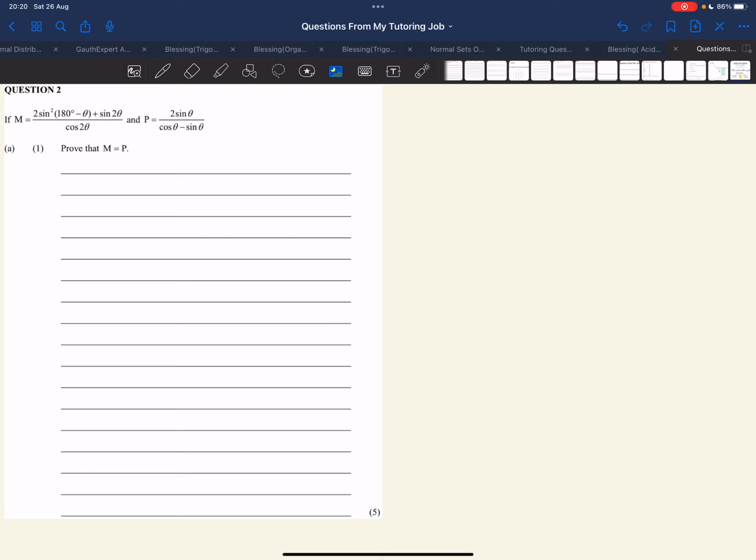Okay, right now in question 2, they say that if m equals 2 sine squared (180 minus theta) plus 2 sine theta over cos 2 theta, and p equals 2 sine theta over cos theta minus sine theta. They say that in A1, prove that m equals p. Now, I want you to first know of the following trigonometric identities that we may need to use in the question given.